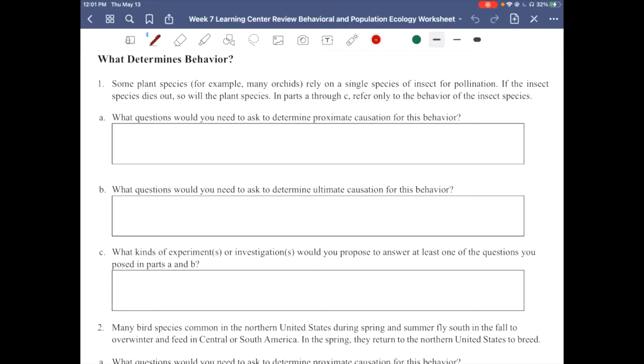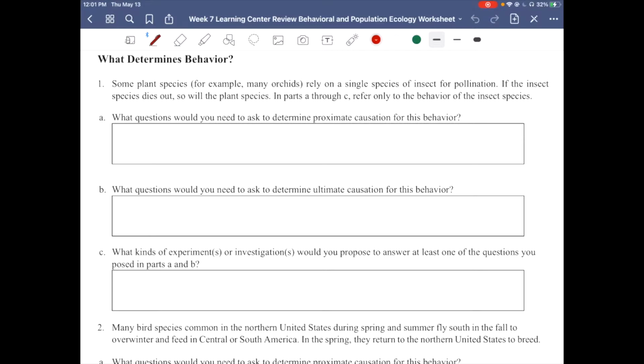All right, this week we're gonna be looking at behavioral and population ecology, and first we're gonna be focusing on the behavior aspect of it. So the first part of this worksheet is mostly going to be figuring out how we can ask the right type of question in order to figure out the exact information that we're looking for. So here's the premise. Some plant species, for example, many orchids, rely on a single species of insect for pollination. If the insect species dies out, so will the plant. In parts A through C, refer only to the behavior of the insect species.